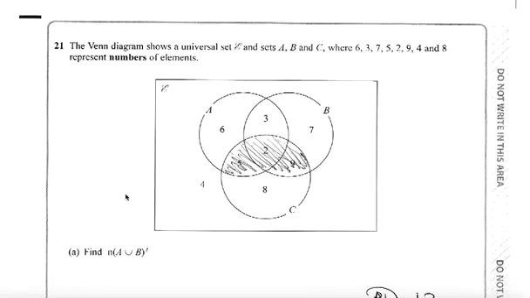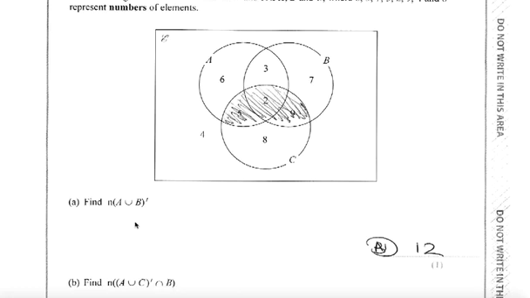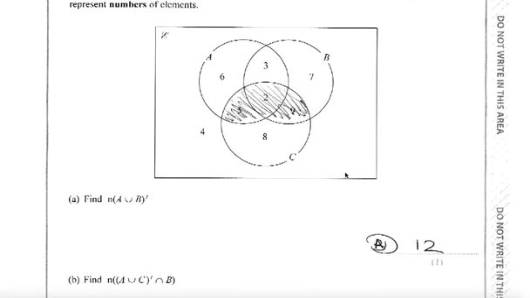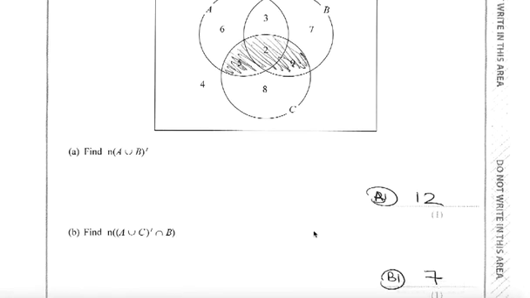Question 21. A union B not. Everything that isn't A or B is 8 and 4, making 12. A union C not, that is the 7 and the 4. But what of those is in B? Just the 7. So 7 there is that.